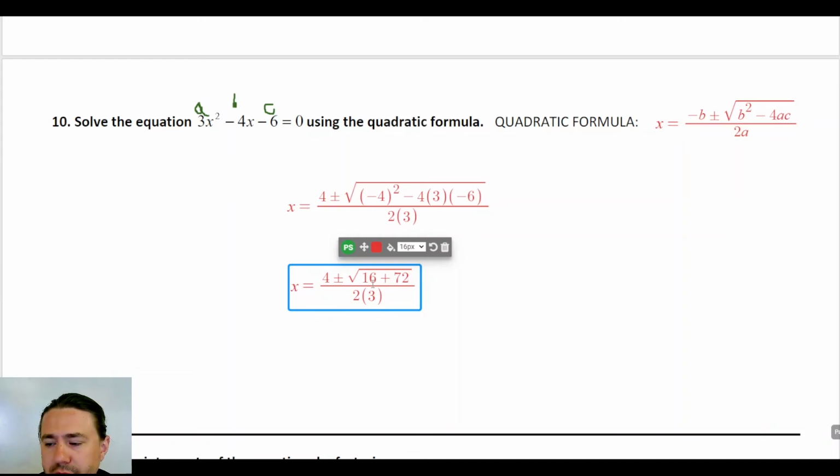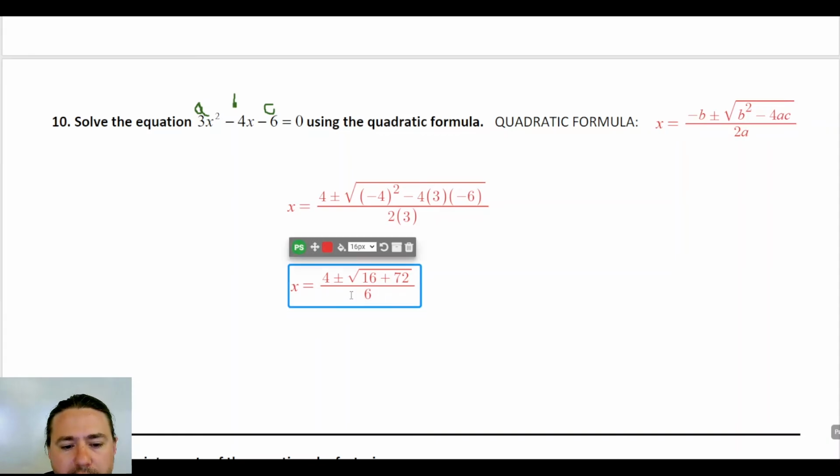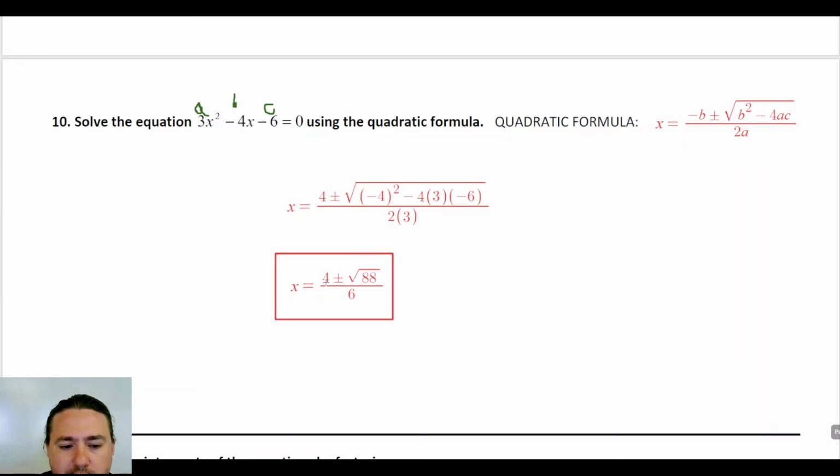Let me double check that, but I'm pretty sure that's right. Let's see here. 4 times 3 times 6, yeah, 72. Again, 2 times 3 is going to be 6. We can simplify this a little bit more. If we add 16 plus 72, we're going to get 88. And since that's not a perfect square, we could just leave our solutions just like that. So we get 2 solutions: 4 plus root 88 divided by 6, and 4 minus root 88 divided by 6.